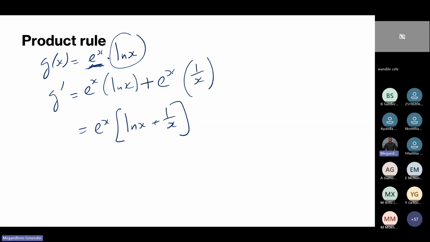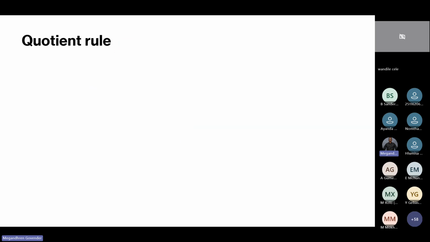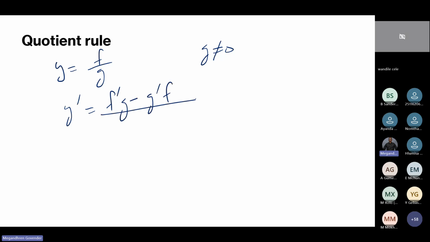Okay. Now, if you've got the product rule, then we must have the quotient rule. And you must also learn the quotient rule in general. So if I've got a function y equals f over g, where this function g of x is not 0, then its derivative is going to be f prime g minus g prime f all over g squared. That's the rule. Okay. So now in the exams, they're going to give you things to differentiate.